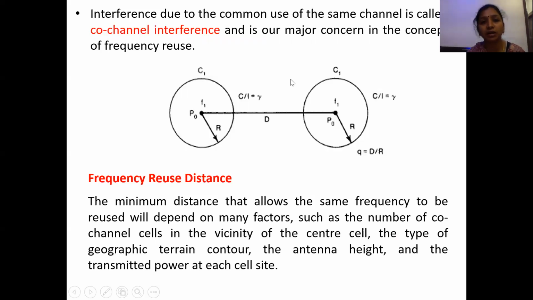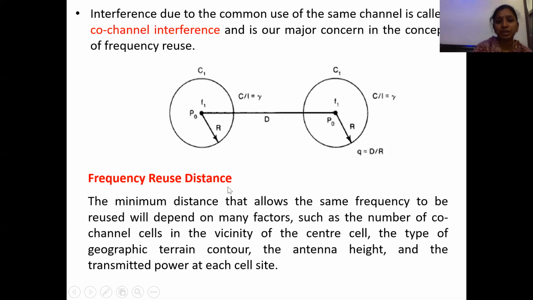You can see here in the figure, we are maintaining a certain distance of capital D between the two cell coverages. C1 is one of the geographic locations, and this is another geographic location where we are using the same frequency F1. So the same frequency F1 is used in these two geographical regions by maintaining a certain distance D, and the radius of the cell coverage is capital R. The carrier to interference ratio is gamma, and Q, the co-channel interference reduction factor, is equal to D by R. All this we will discuss in the next slides.